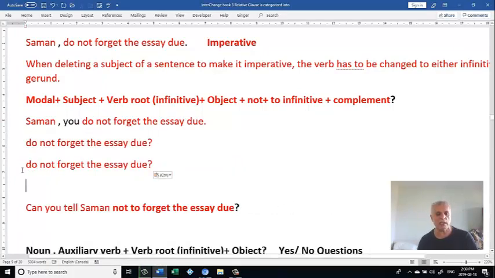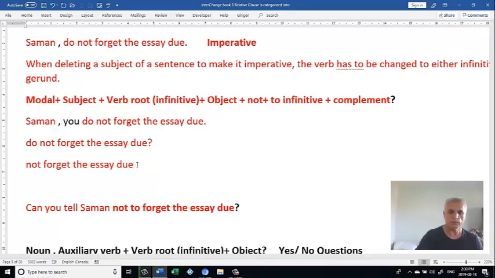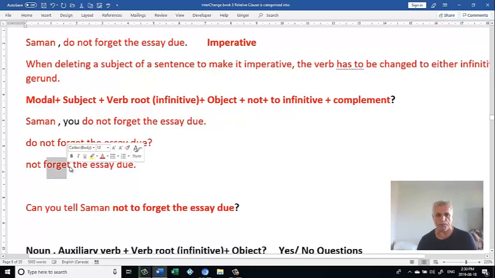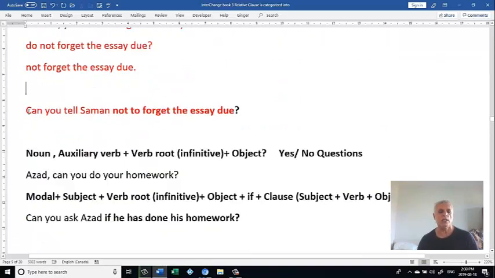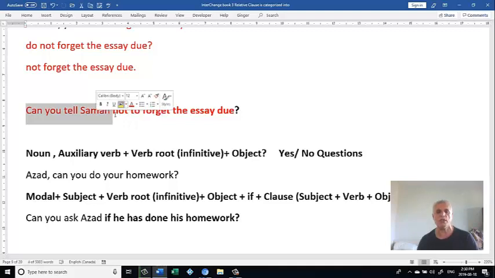Then if I delete this, do, the auxiliary verb, then I have to change the verb again to be regular: not to forget, or not forget the essay. But here, we have to change this one. This is the root of the verb, either the infinitive or the gerund. That's the reason if you look here, we say, can you tell Saman? Okay, that's the first part.